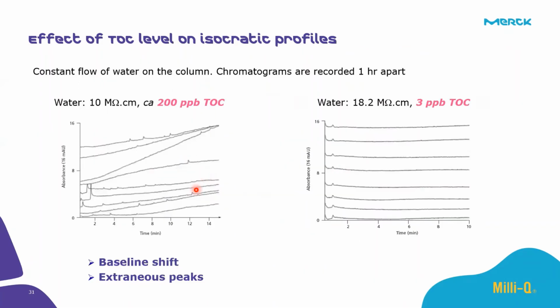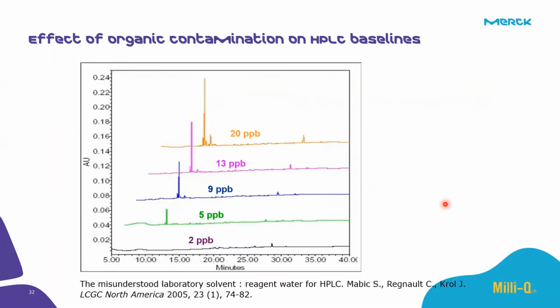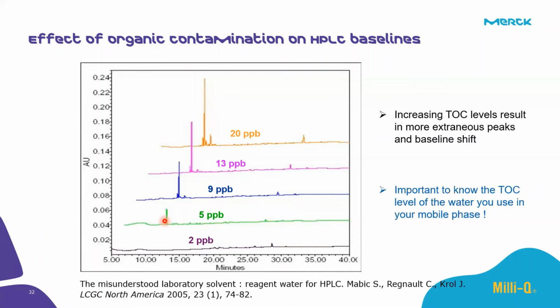So here you can see water with a 200 ppb TOC level, and you can see the baseline here with a TOC level of 3 ppb. So really, the TOC level will affect the organic analysis a lot. Also, this shows the appearance of some ghost peaks. At 2 ppb, no ghost peak. And then from there, you can see the intensity of the ghost peaks. So increasing TOC level results in more extraneous peaks and baseline shifts. So very important to know the TOC level of water you use in your mobile phase. Very, very important.